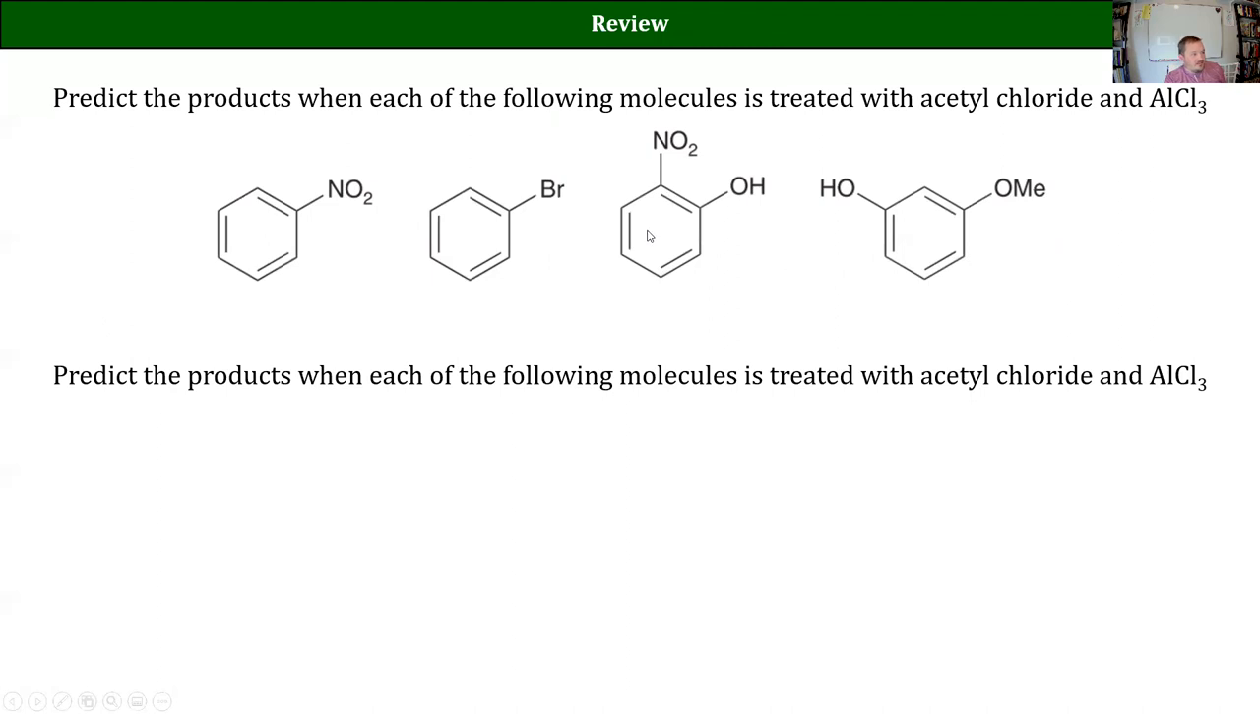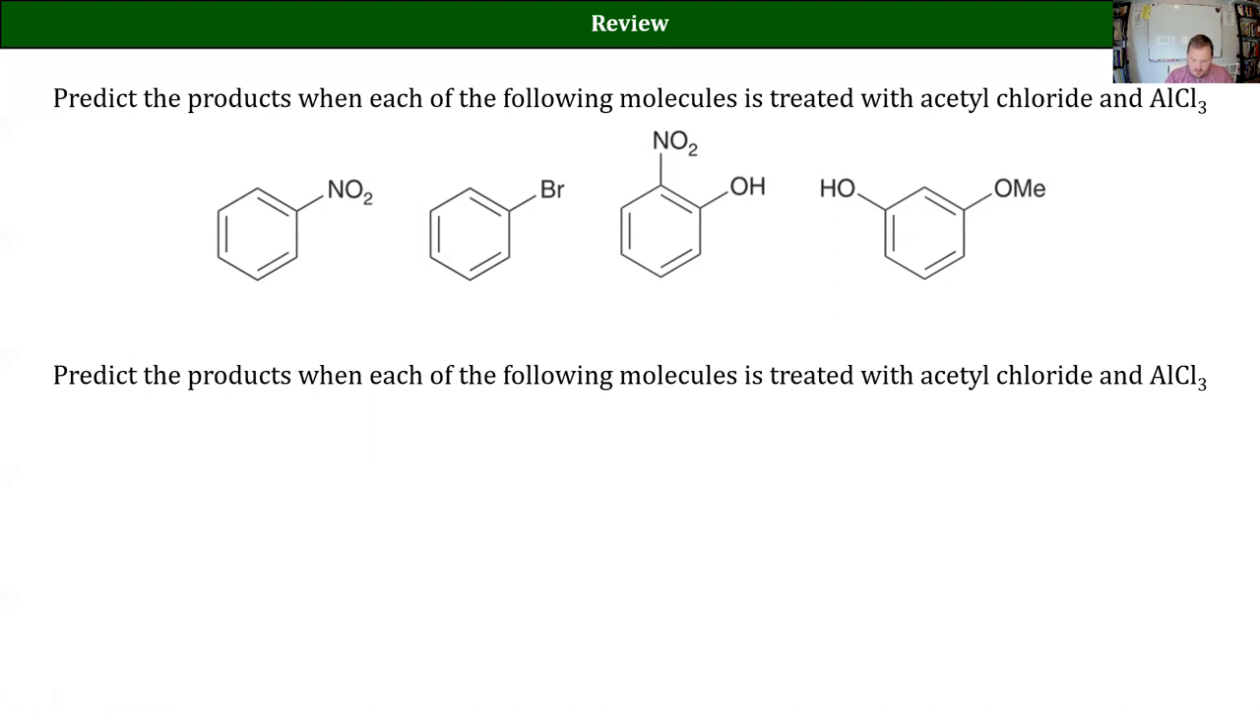All right, so let's do a little bit of review. With one of the electrophilic aromatic substitutions that we have not spent as much time with, which was the Friedel-Crafts acylation. So we've got acetyl chloride and aluminum chloride.